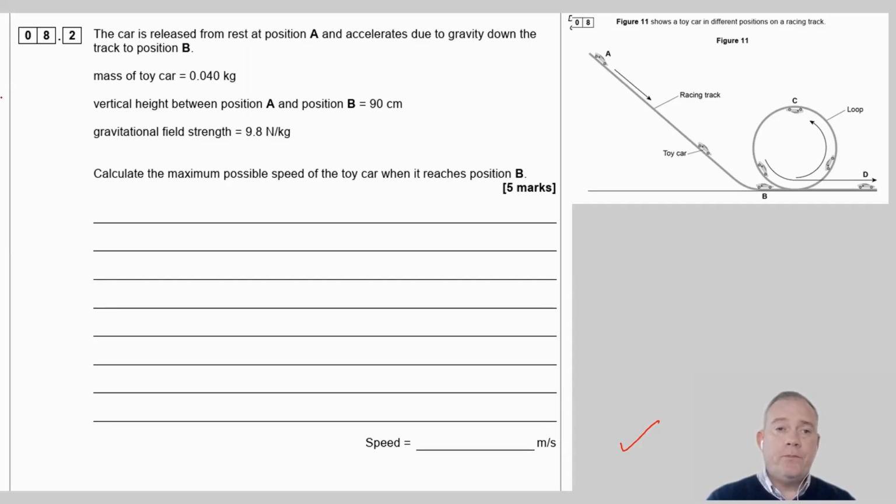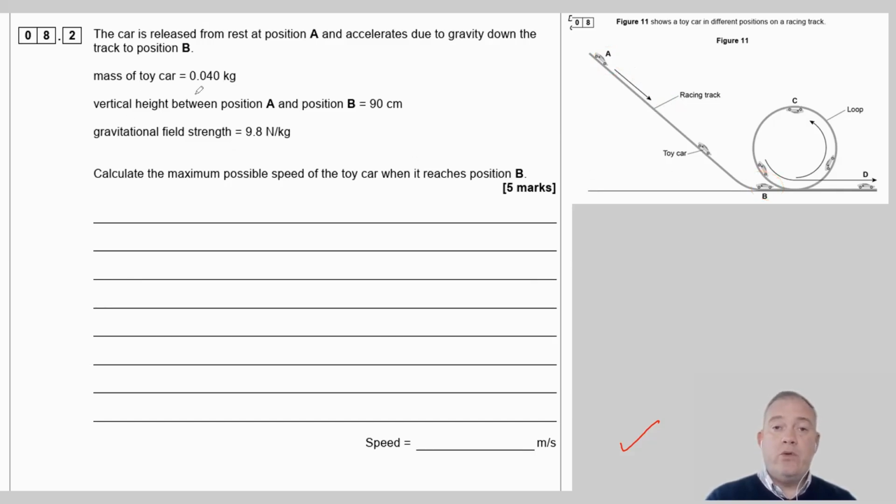8.2. The car is released from rest at position A and accelerates down due to gravity down the track to position B. So we have it at A. Accelerating means it's changing speed with time. The speed is increasing. It's accelerating all the way down to B.